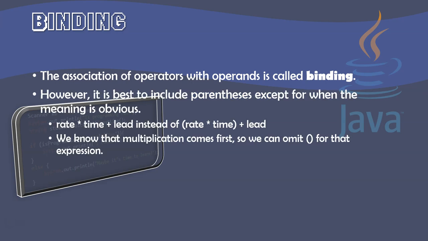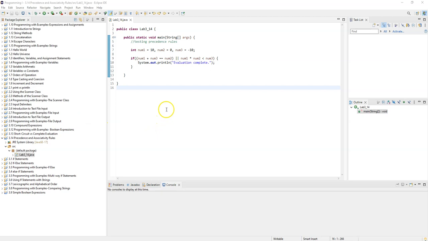However, the best thing to do if you ever start getting confused is to include parentheses, except where the meaning is obvious. For example, I said rate times time plus lead. I could write that, or I could write parentheses around rate times time plus lead. Well, as I mentioned earlier, multiplication is going to be evaluated first, so we can omit parentheses for that expression.